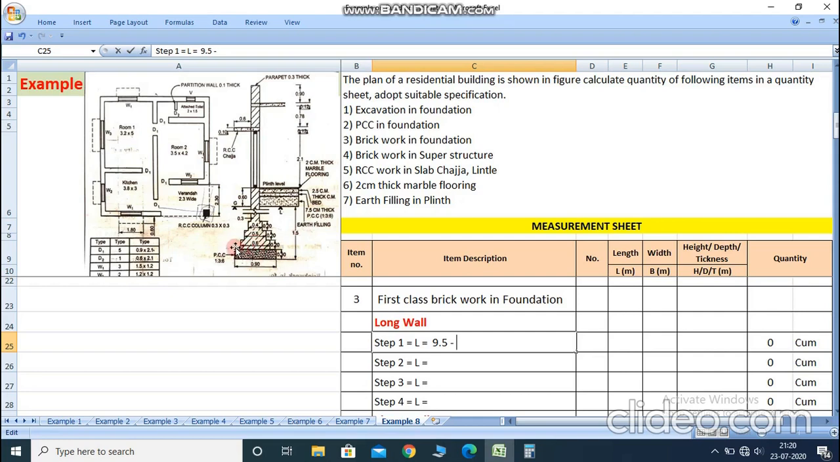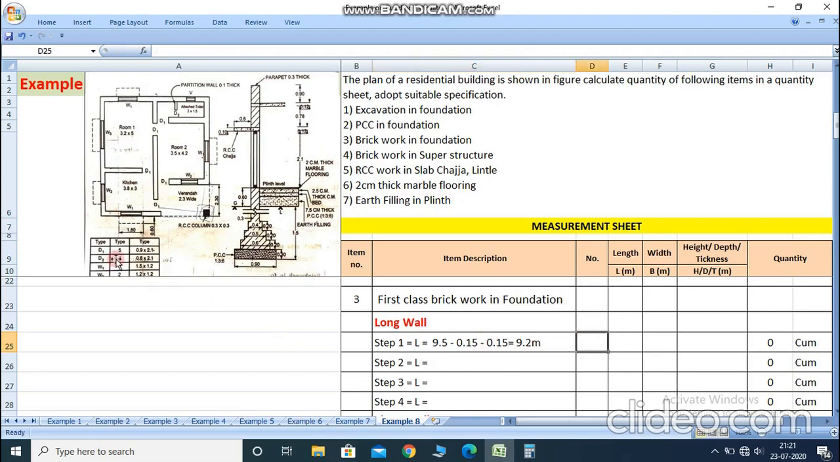So here 0.15 on the left side and 0.15 on the right side. So right here, directly 0.15 minus 0.15. So 9.5 minus 0.3, which means 0.15 plus 0.15, is 0.3. So we got the answer: 9.2 meter is the length of step 1.